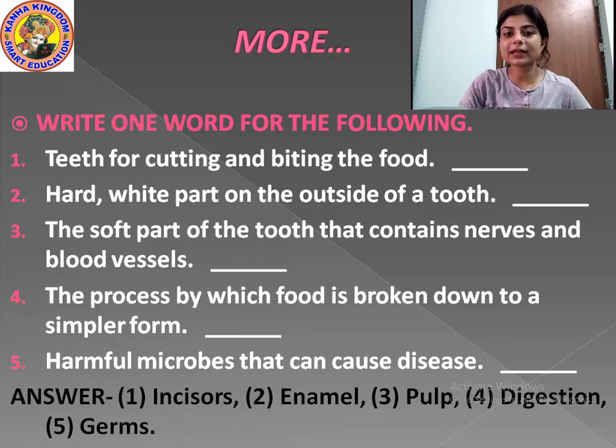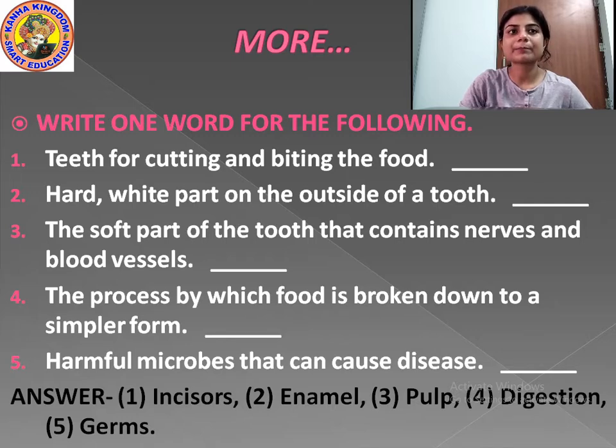I-N-C-I-S-O-R-S. Incisors. Then number 2, hard white part on the outside of a tooth. It is enamel. E-N-A-M-E-L.